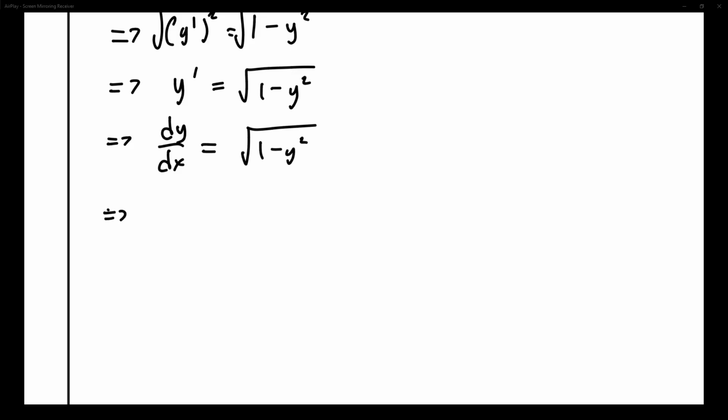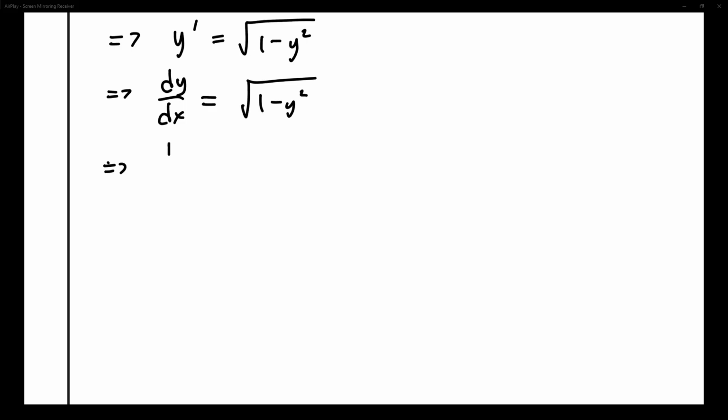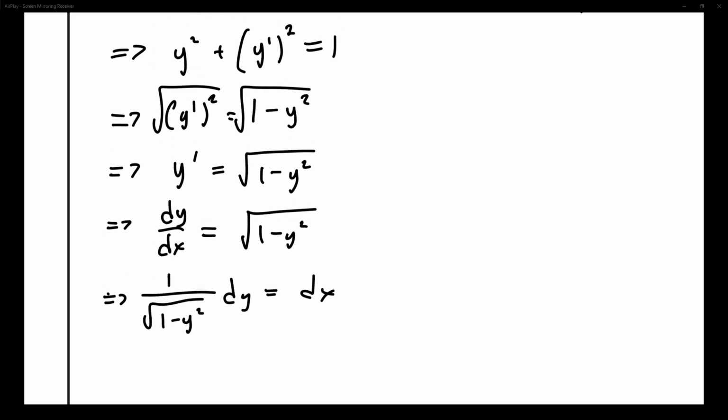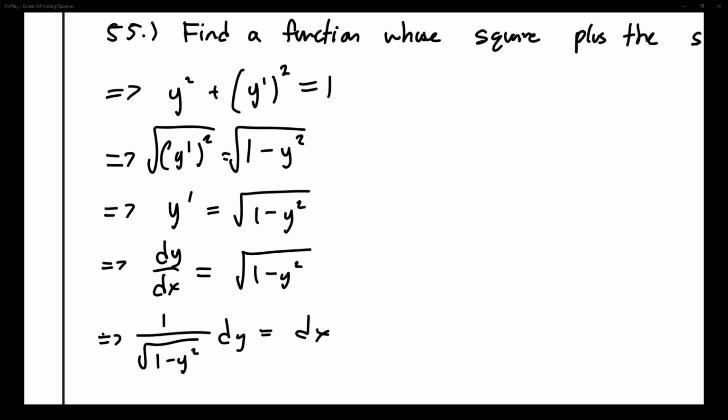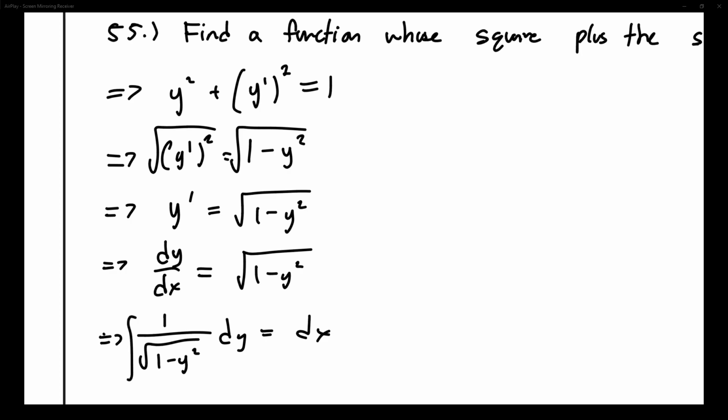Separating this separable equation, we're going to get 1 over the square root of 1 minus y squared dy equals dx. Okay, so here are the steps so far. If you take the integral on both sides here, this looks very familiar to me.